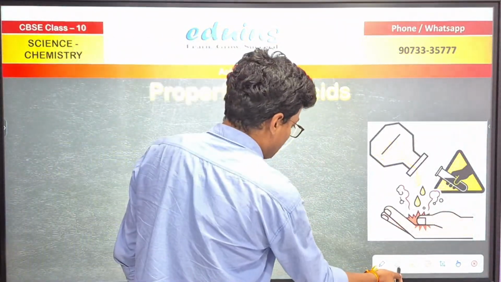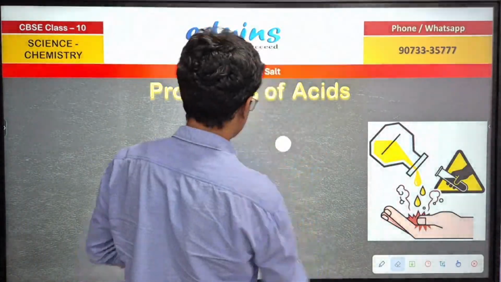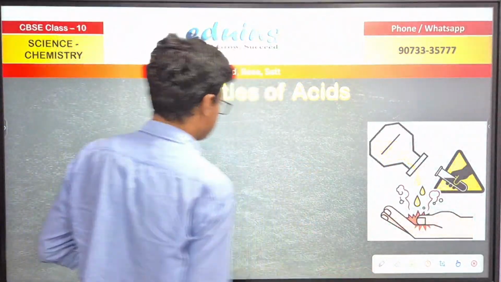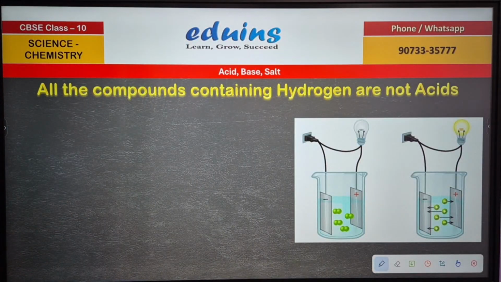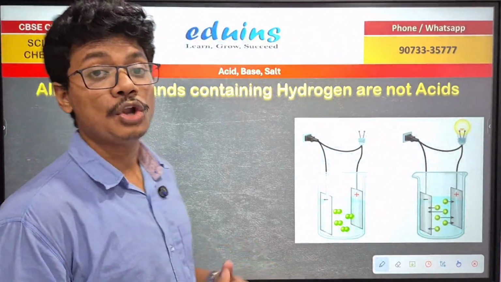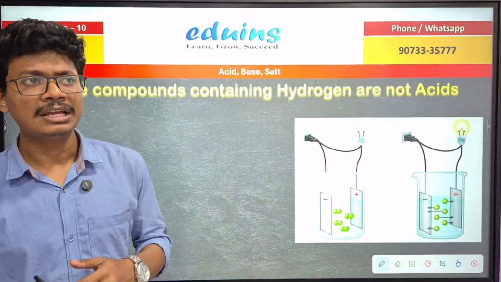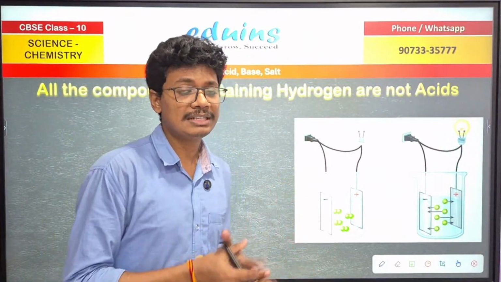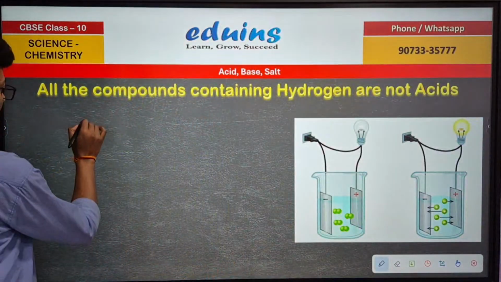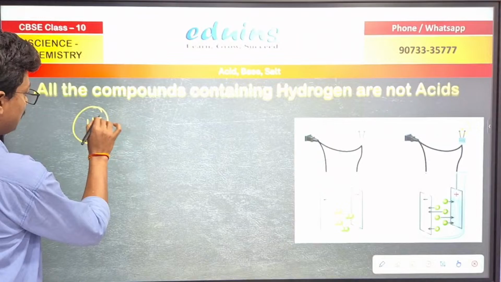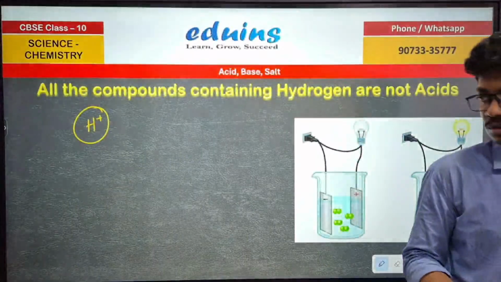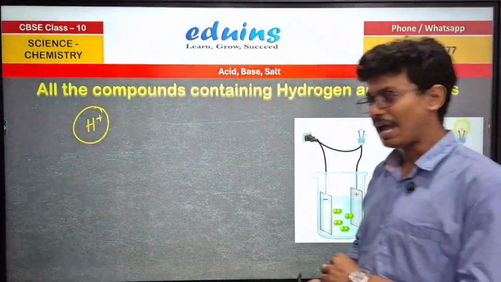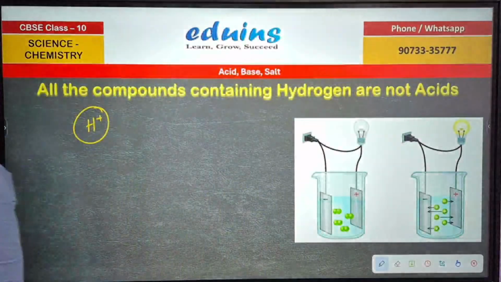Now in today's class, all the compounds containing hydrogen are not acids. We have already discussed in the previous class that acids are the compounds which release H plus ions in the aqueous solution.